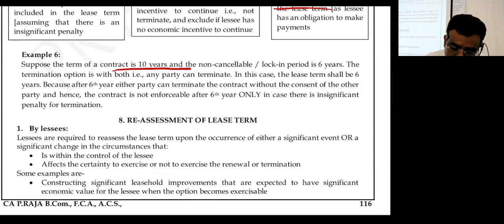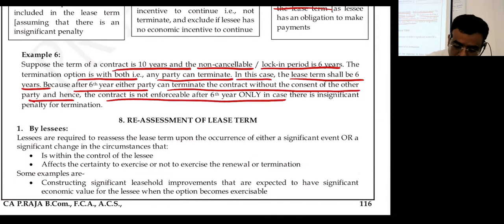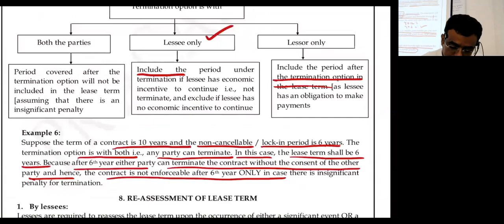Contract for 10 years, non-cancelable, lock-in period is 6 years. The termination option is with both parties. We should not include it. Yes, sir. Any party can terminate. In this case, lease term shall be 6 years because after 6 years, either party can terminate the contract without consent of the other party, and hence the contract is not enforceable after 6 years. Yes or no?